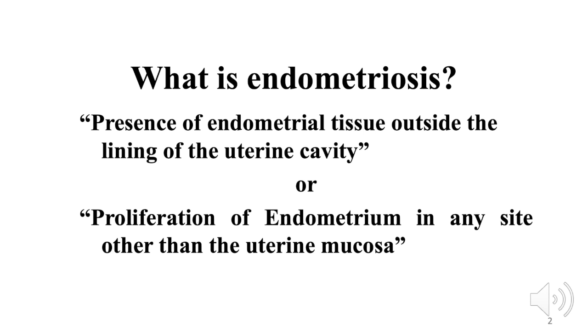The question comes to our mind, what is endometriosis? Endometriosis is the presence of endometrial tissue. You all know there is a uterus, and every uterus contains an inner lining known as the endometrium. If this endometrium lining, which sheds every time a woman menstruates, goes into the abdominal cavity and proliferates, then it is called endometriosis. So presence of endometrial lining outside the uterine cavity and proliferation of this endometrium in any site other than the uterine mucosa is known as endometriosis.